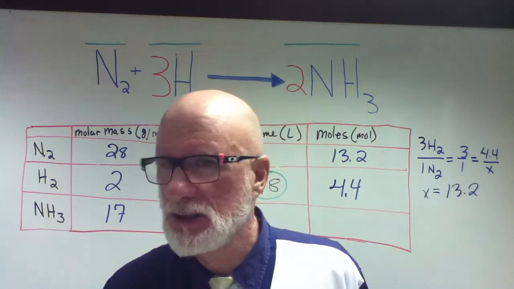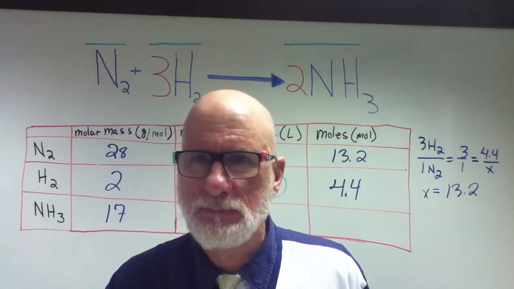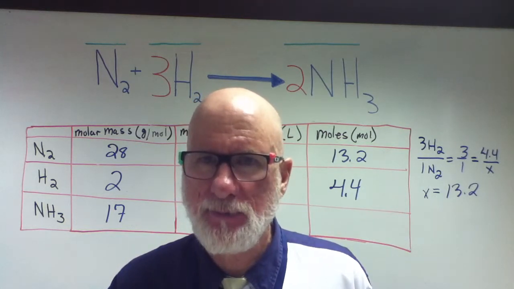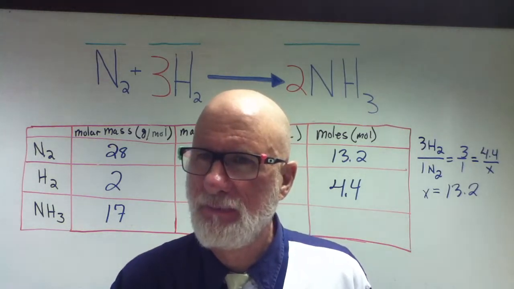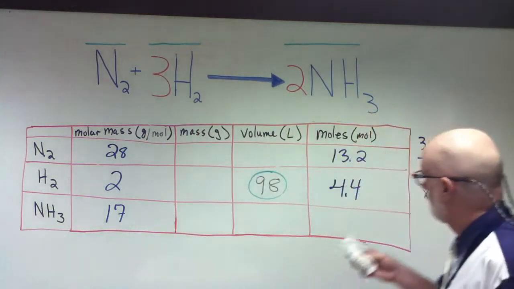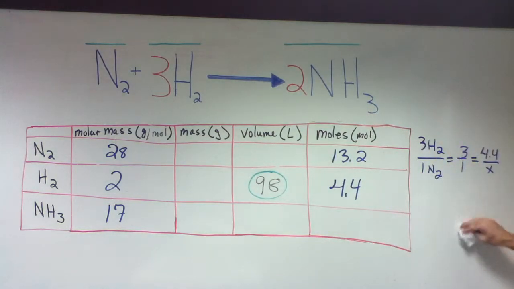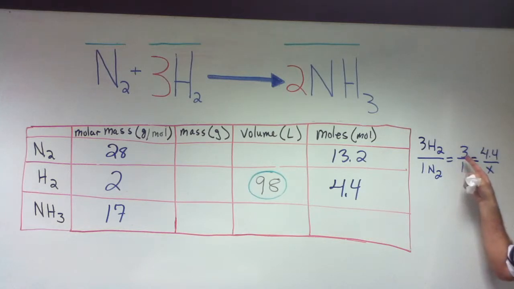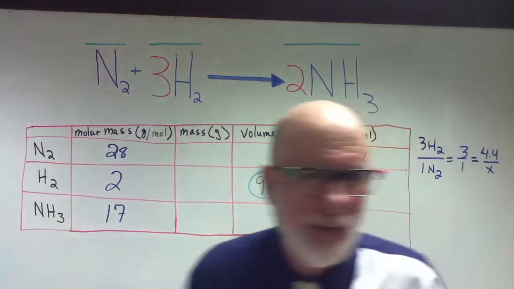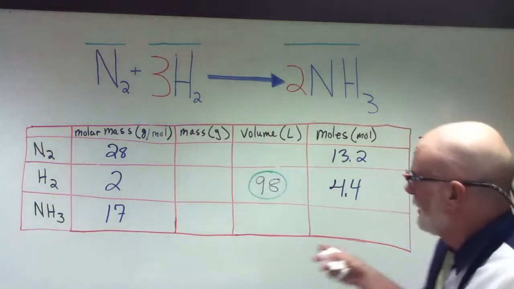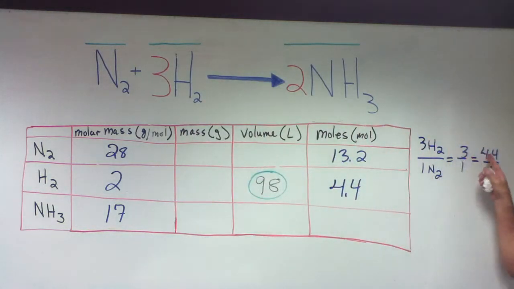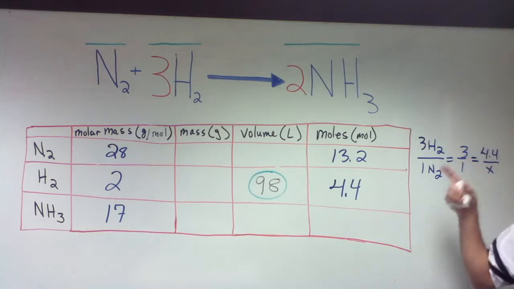Cross multiply and divide. Just technique. So 1 times 4.4 divided by 3, right? In other words, what times 3 is going to be 4.4? Something between 1 and 2, right? If you do 13, is 3 times 13 4.4? No. 3 times 13 is 39.